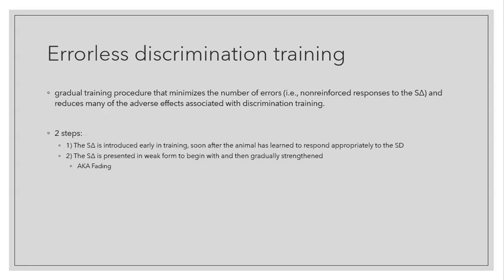And what this does is it can reduce some of those adverse effects associated with discrimination training, such as frustration and aggression, because it's frustrating to learn a new task sometimes. So errorless discrimination has been developed to remove those adverse effects. And there are two steps that can be taken. You can do both, or you can do one. The first is that the S delta is introduced early in training, soon after the animal has learned to respond appropriately to the SD.